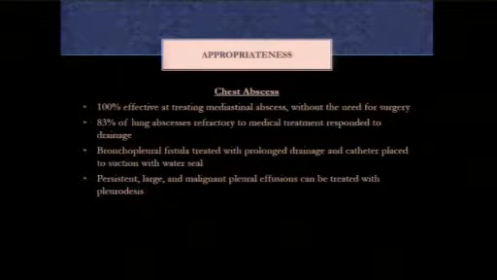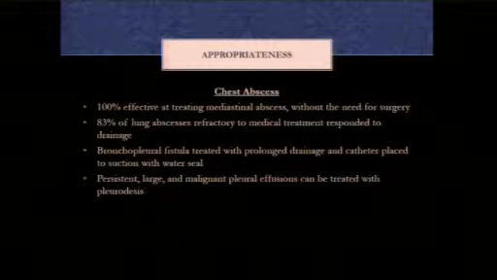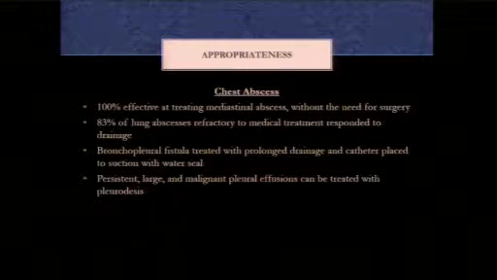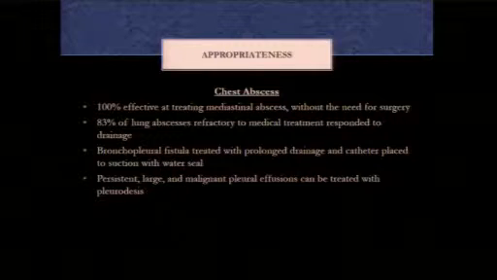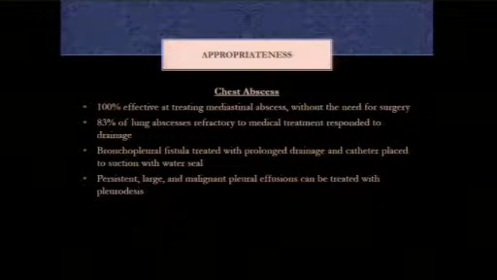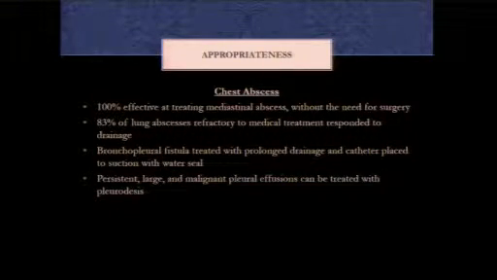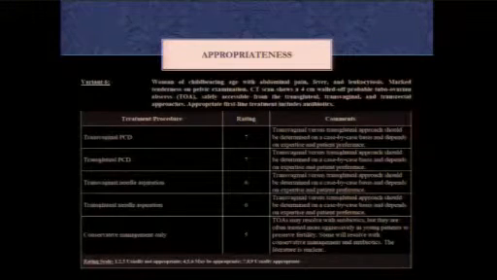If you have a patient with a bronchopleural fistula, they'll require prolonged drainage, and you want your catheter to be put to water seal suction, and basically that prevents air from backtracking into the pleural space. And also, if you're doing a chest drainage, you can use pleurodesis for malignant or persistent large pleural effusions.